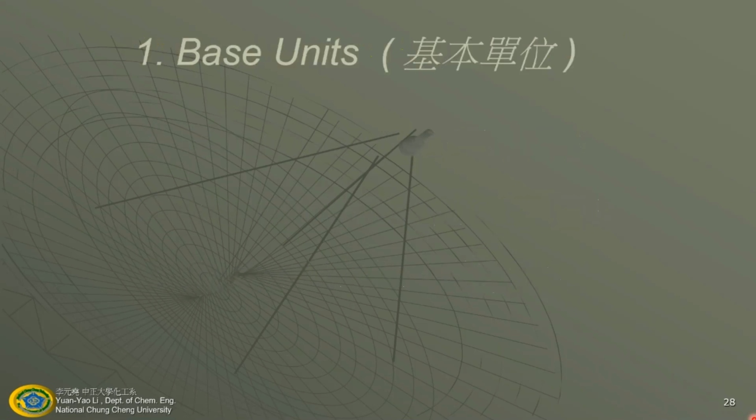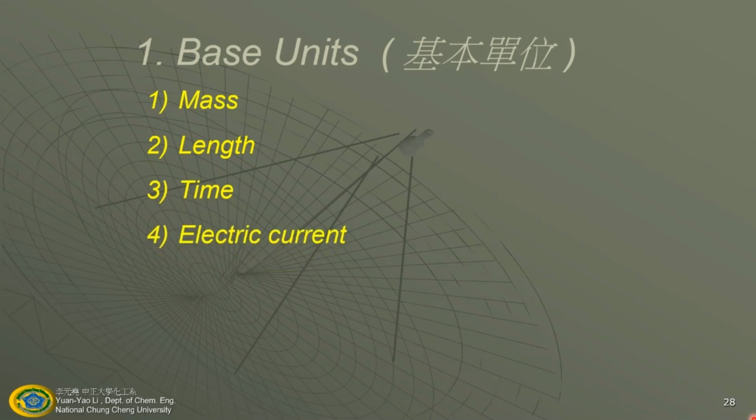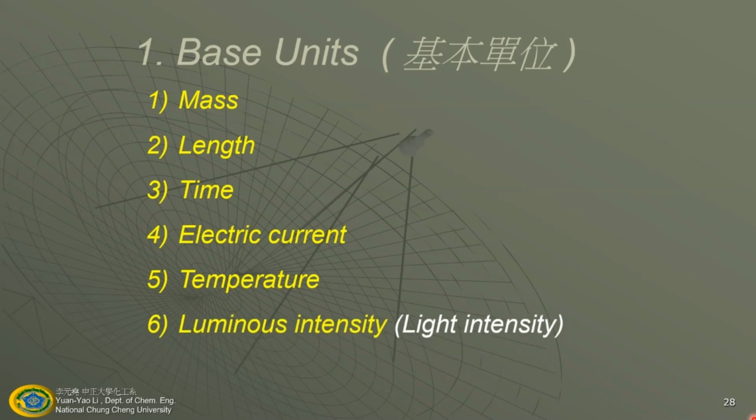So what is the base unit? There are only 7 base units. First, mass, length, time, electrical current, temperature, luminous intensity, amount of the substance. There are only 7 base units. There's no number 8. If you find out there's a number 8, please tell me. We get a Nobel Prize together. Everything, all the units, you can make become these 7 units. So these are base units.